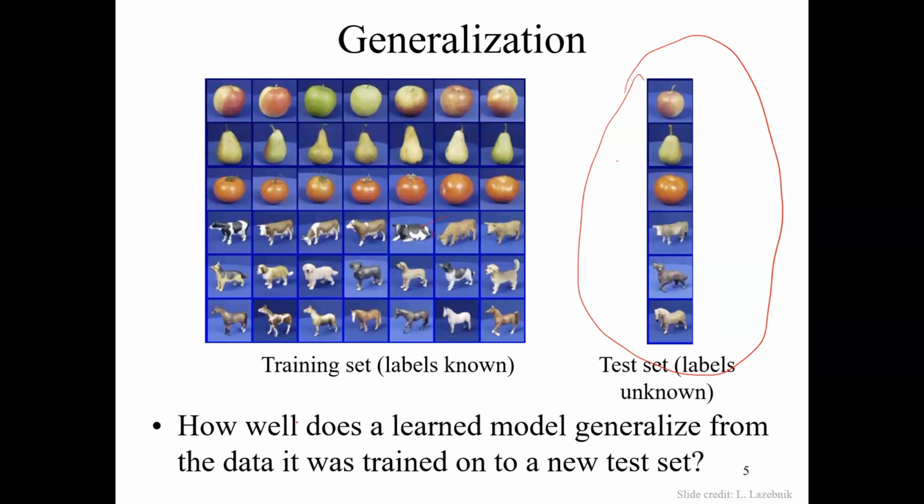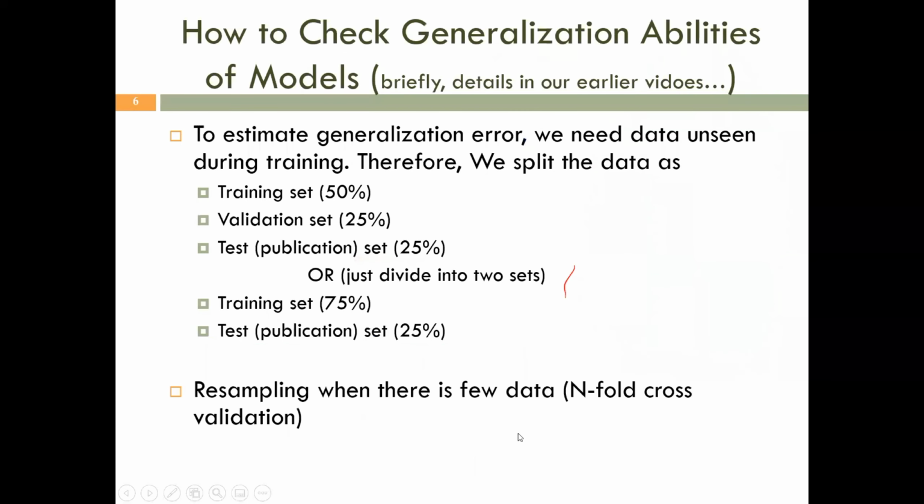So we need to ask the question: how well does a learned model generalize from the data it was trained on to the new test set? This is always our guide. In order to do this, we look into how to check generalization abilities. Yesterday we demonstrated in Weka, and you can see that we have two or three options. We used a division into two, 70% and 30%. So today I want to quickly expose us to other available options of dividing your data.